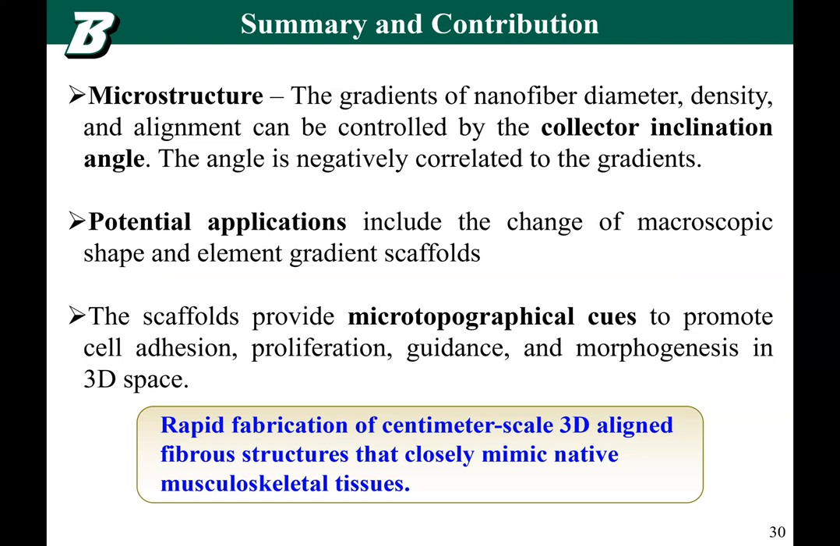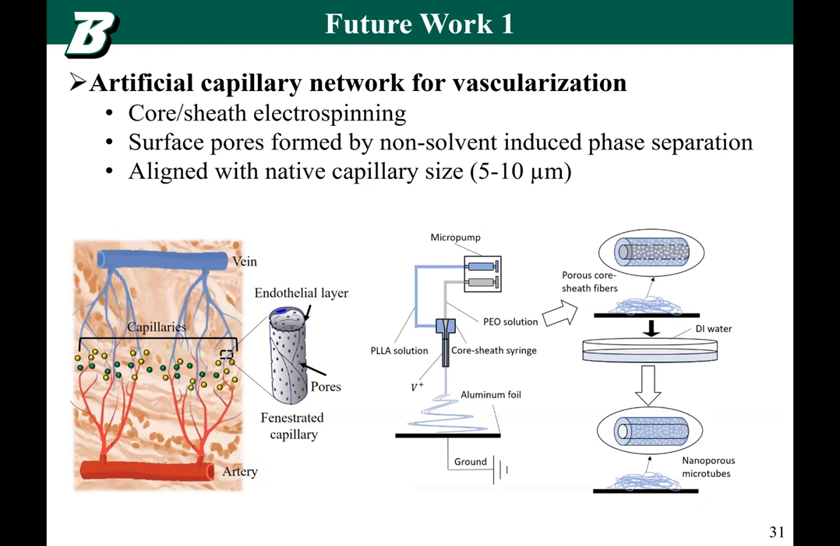So the conclusion is that we rapidly fabricate centimeter scale, 3D aligned nanofiber structures that closely mimic native musculoskeletal tissues. And for the future work, the first future work is to fabricate artificial capillary networks for vascularization using core sheath electrospinning. So if we incorporate a core sheath spinneret into the electrospinning system, we can dissolve the core in DI water, so the core will be water soluble, and the sheath will not be water soluble.